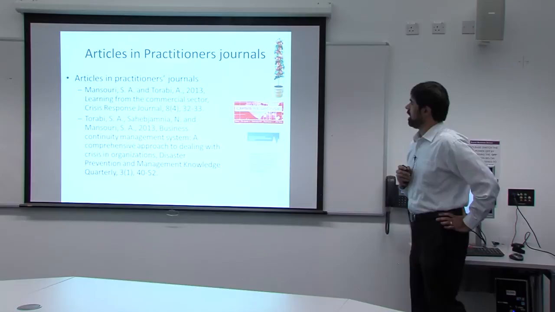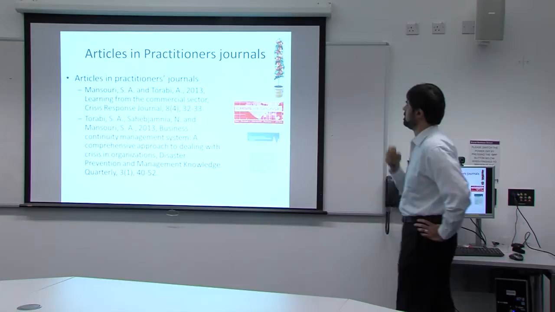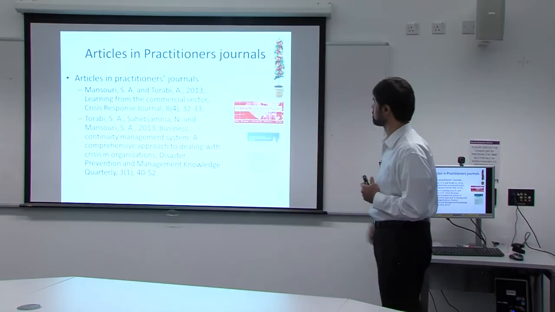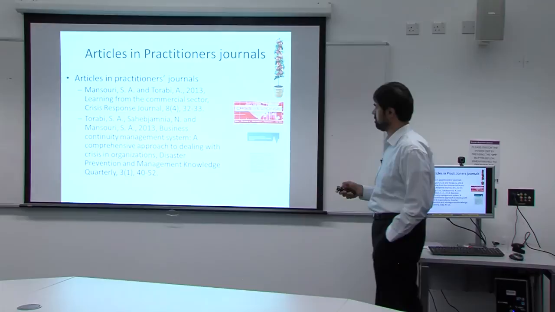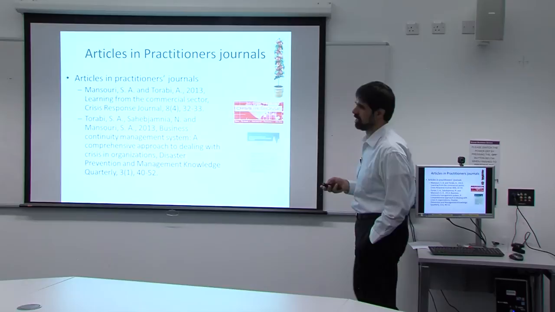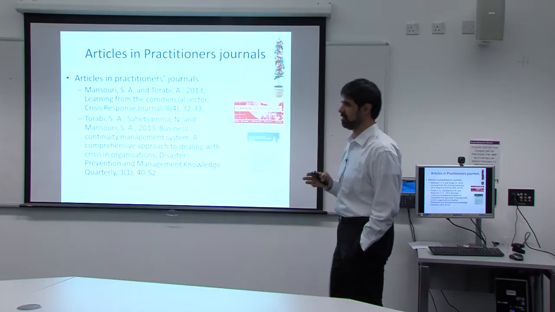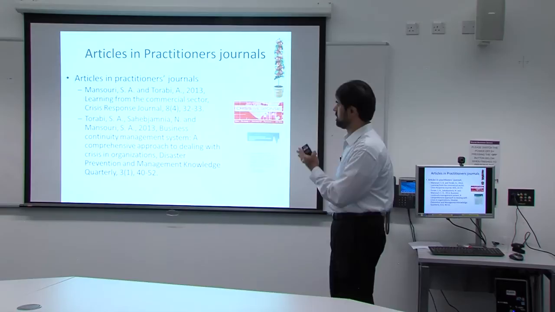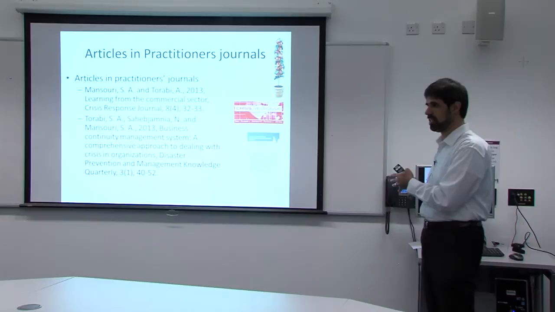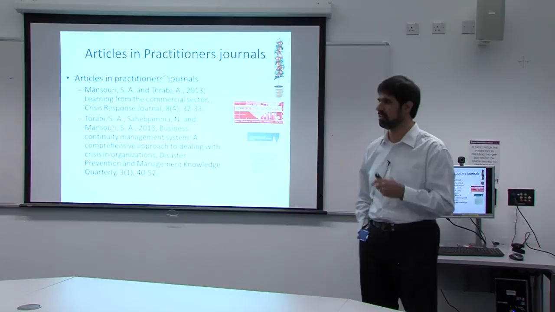And in terms of articles in practitioners' journals, which is closer to application, we published 2 papers, one in Crisis Response Journal, which is a journal read by crisis management practitioners, heads of emergency planning departments, Red Crescent. One of the editorial members of this journal is vice president of Iran Red Crescent Society. I didn't know that. When I looked at the list of editorial board, I realized all practitioners are in this journal, and it is read by practitioners.